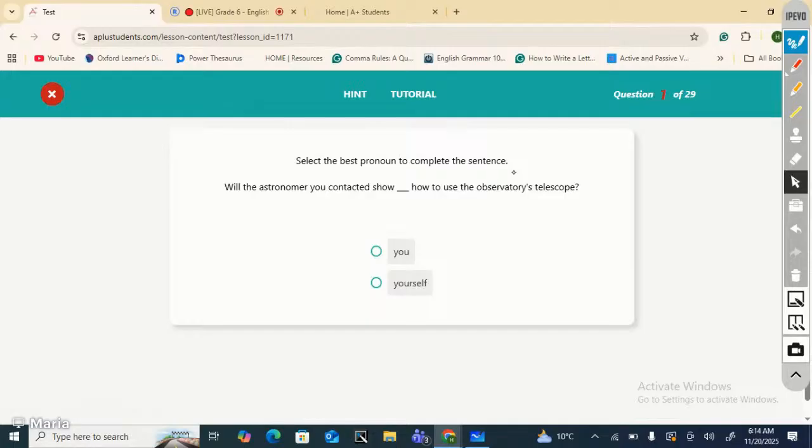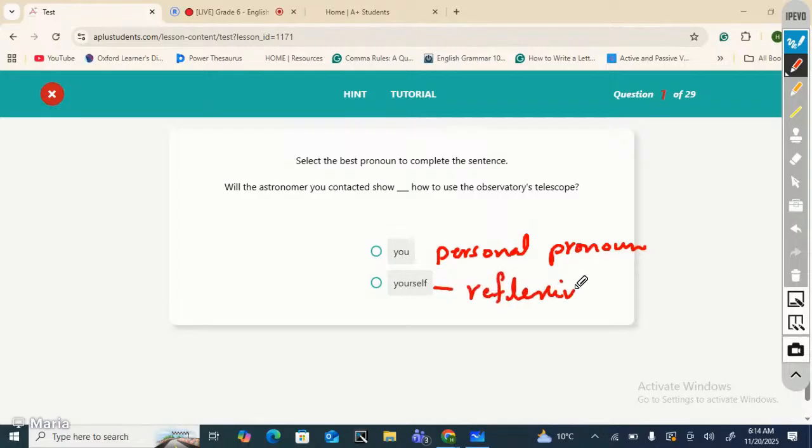Select the best pronoun to complete the sentence. Will the astronomer you contacted show blank how to use the observatory's telescope? Now, you or yourself. You is a personal pronoun and yourself is the reflexive pronoun. Which one do you have to use?